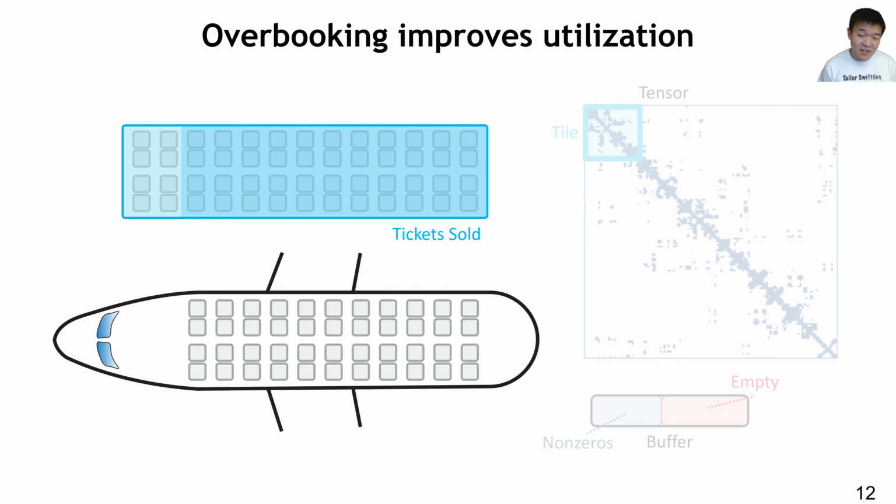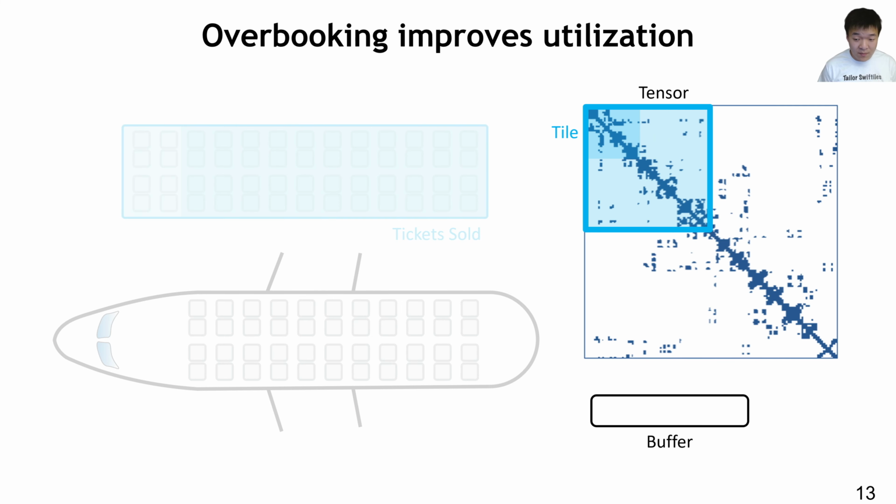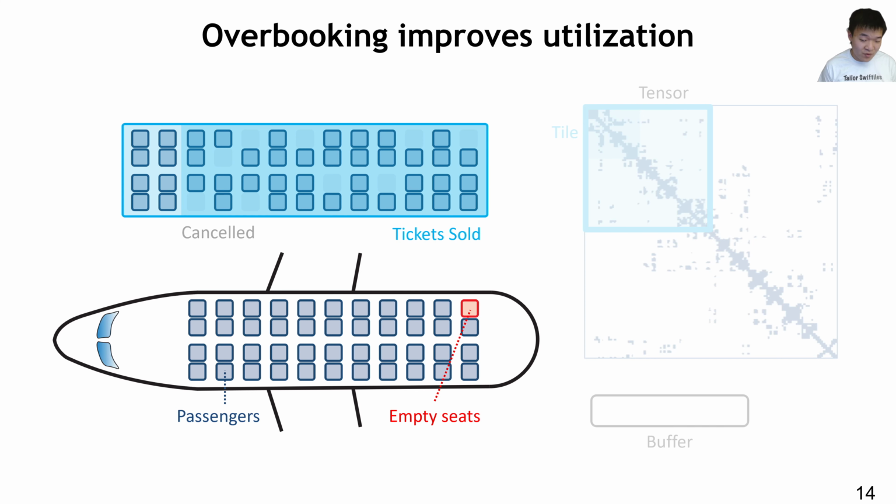Airlines solve this by selling more tickets than the plane can fit, with the understanding that some people will cancel. We show this in the box above, from the 8 additional tickets being sold. And again, we can do the same thing. We can size our tile so that it is larger than the buffer can fit in the worst case, with the understanding that most tiles will be more sparse than that worst case. And in this particular case, the assumption holds.